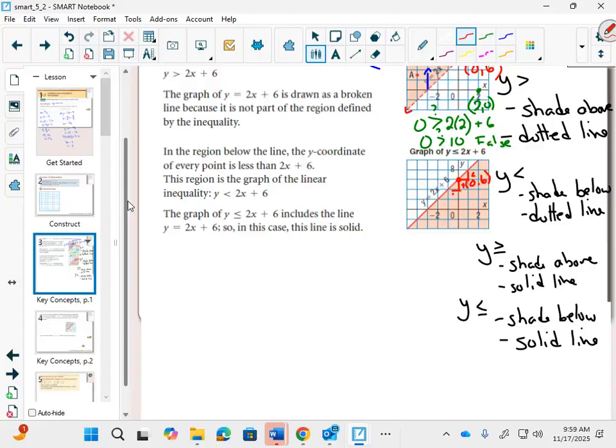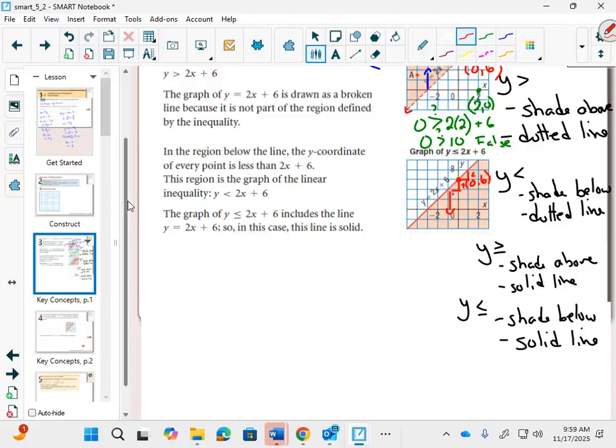I will make my line solid if I have an equal sign. And I'll make my line dotted if I don't have that equal sign. Then I need to decide if I'm going to shade above or below. Okay? I like doing this idea. Like here it says the y values have to be less than the line. If my y values are less, do you see that that would be going down from the line? That shades everything below the line.